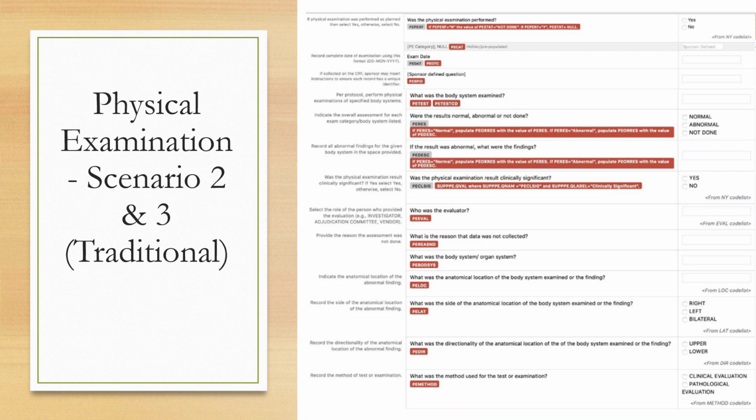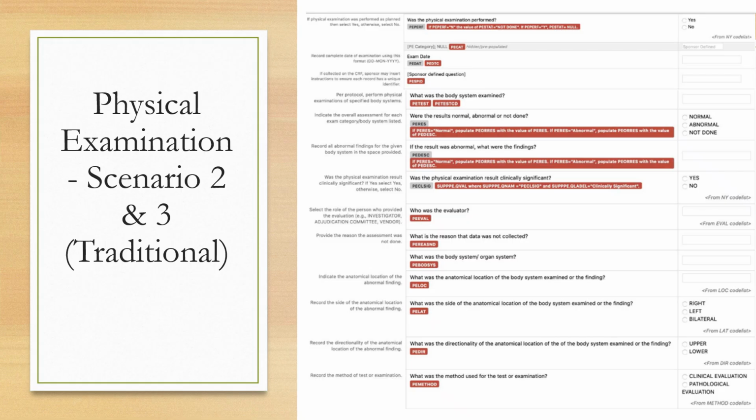So you can see in this form, which is the CDISC-defined CRF form that can be used for scenarios 2 and 3, that we can also have a question where the sponsor may insert instructions to ensure each record has a unique identifier. If that is added or collected on the CRF form, then we will have that information mapped to the PESPID here.